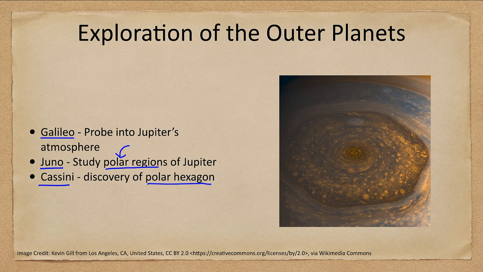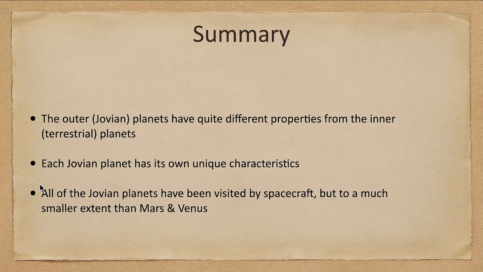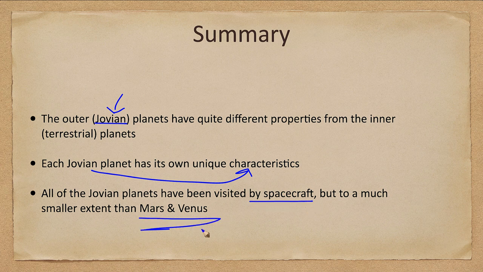So we are going to look at all of these in a little bit more detail in coming lectures, but let's go ahead and finish up here with our summary. What we looked at is that the terrestrial planets that we've been studying are quite different than the Jovian planets that we are going to look at now. The properties are very different, but each of these has its own unique characteristics. So there are similarities between them, but there are also differences. Each of these has been visited by spacecraft, but to a much smaller extent than the number that we talked about for Mars and Venus.